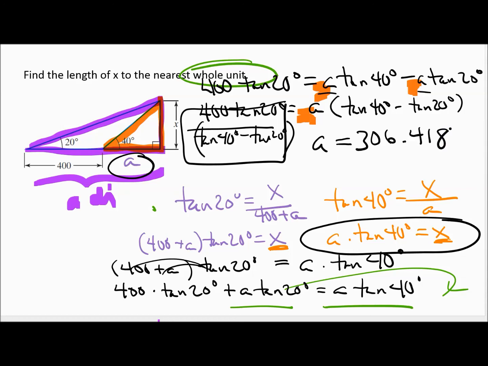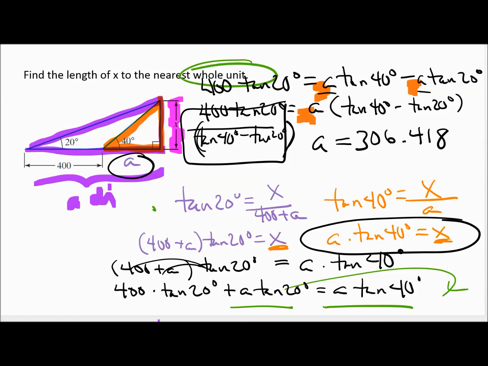So when you type that in your calculator, again, be careful. That's 400 times the tangent of 20 divided by, you definitely need these parentheses, the tangent of 40 minus the tangent of 20. Now that's a. Keep in mind that's a. That's not our final answer. That's just this value. Remember, what we're trying to find is x right over here. We're trying to find that height.